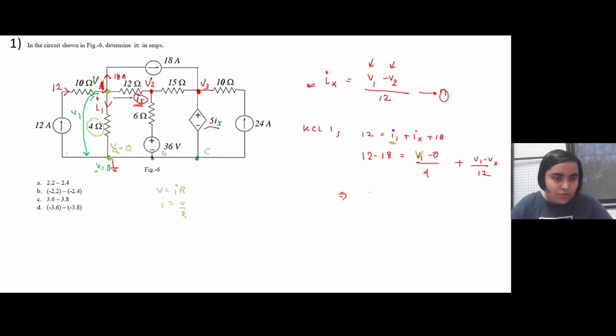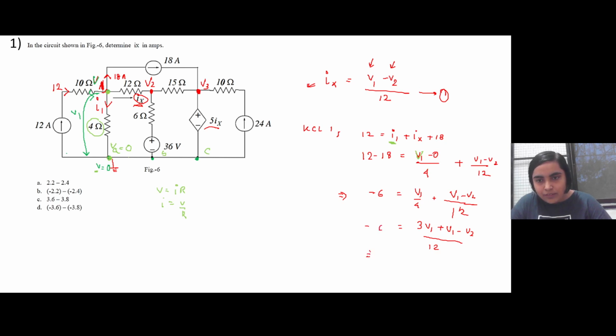Okay, so let's move ahead with the problem. Now it is just a task of simplification. You guys can do this. So it will be minus 6 equals V1 by 4 plus (V1 minus V2) by 12. If we take an LCM, it is (3V1 plus V1 minus V2) by 12 equal to minus 6. So just simplify this.